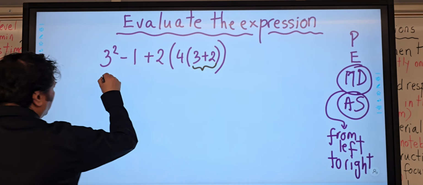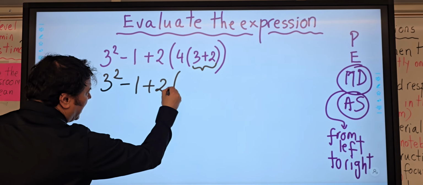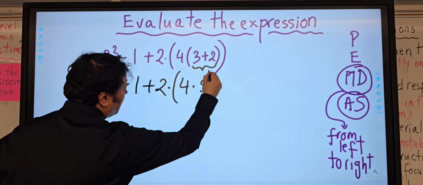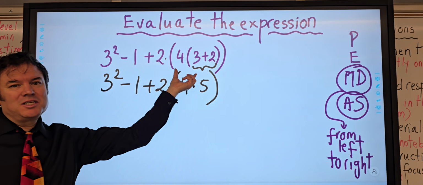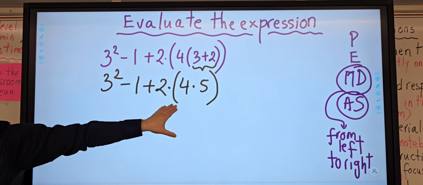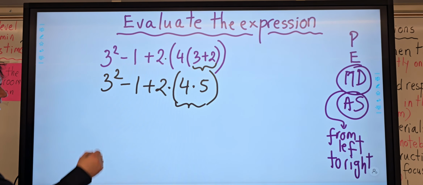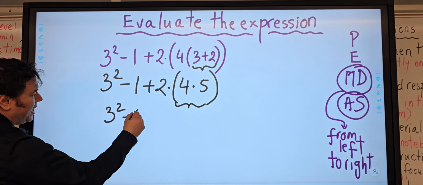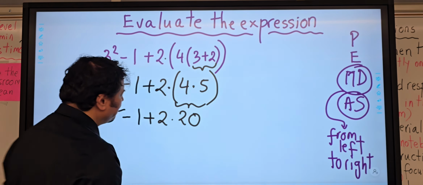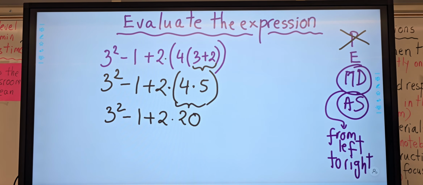So from the beginning we have 3 squared minus 1 plus 2 times, this means times, and then we have 4 times 5. And again, we got rid of the smaller parentheses inside the bigger parenthesis. Okay? And again, we have another parenthesis, so we are going to solve this parenthesis now. And 4 times 5 becomes 20. So we have 3 squared minus 1 plus 2 times 20. Okay? And now we don't have any more parentheses.